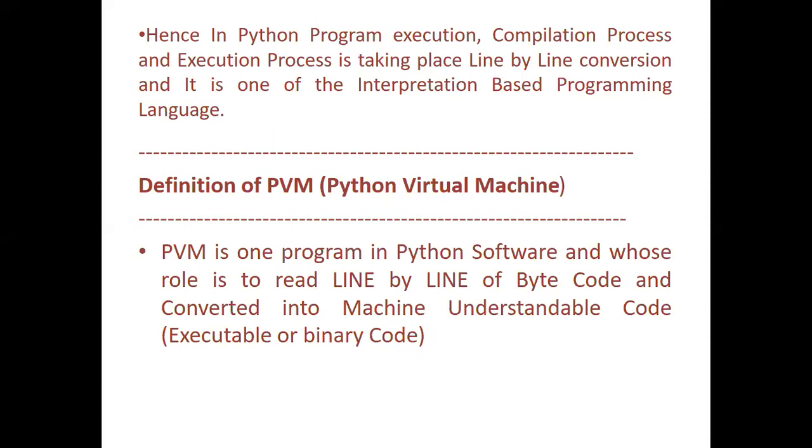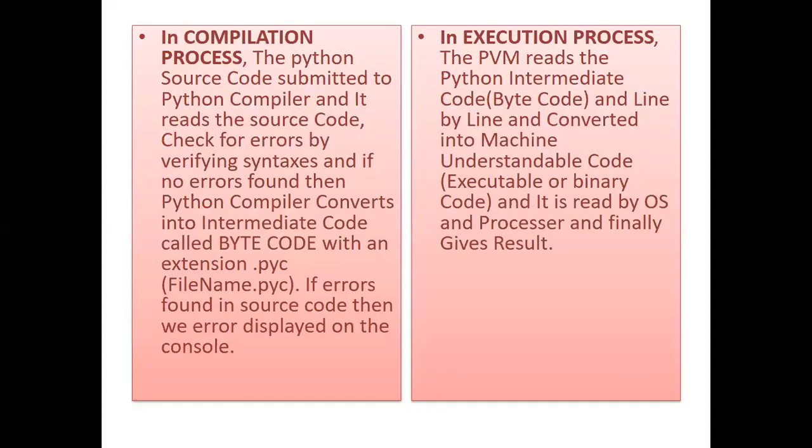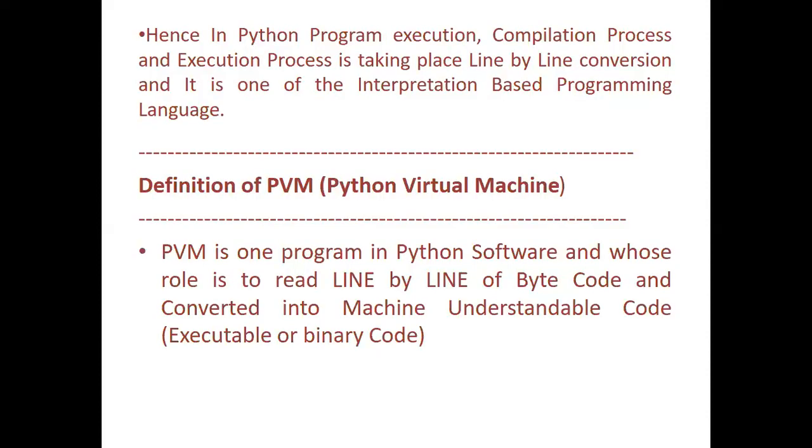Now, what do we understand by PVM? We have learned that the PVM reads the Python intermediate code and converts it into machine understandable language. PVM is the Python virtual machine. It is one program in Python software whose role is to read the bytecode line by line and convert it into machine understandable language, that is, executable or binary code.